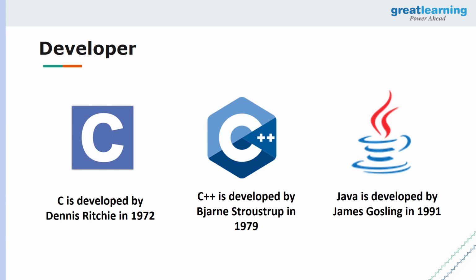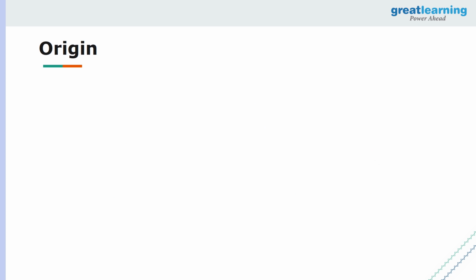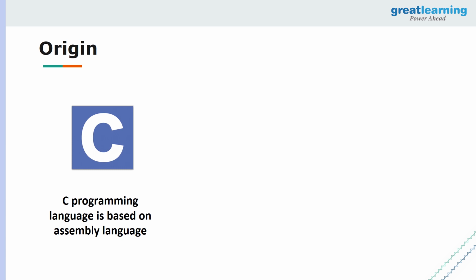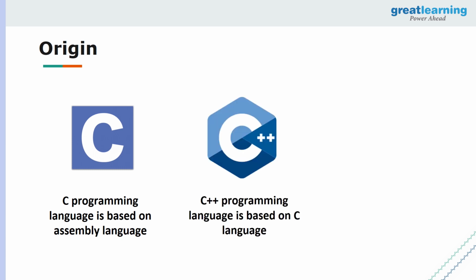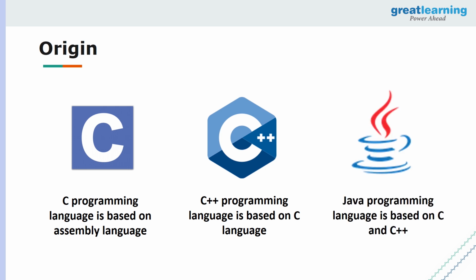Let's go ahead and see the next difference, which is the origin. From where did these languages originate? The C programming language is based on assembly language, whereas C++ is based on C, and Java is based on C and C++. It is the same difference we saw in the layman terms, where we said that C is your grandfather, C++ is your father, and Java is you. That's the same difference written here.